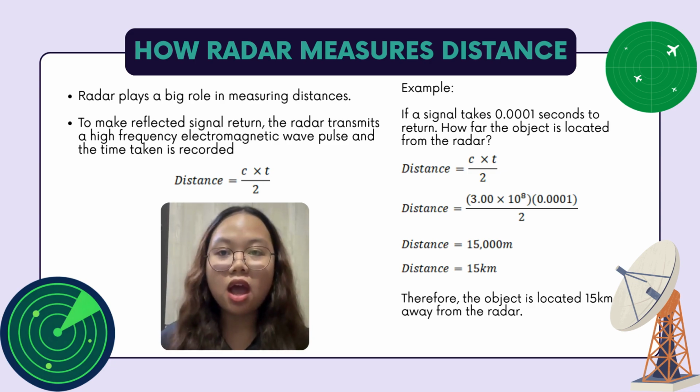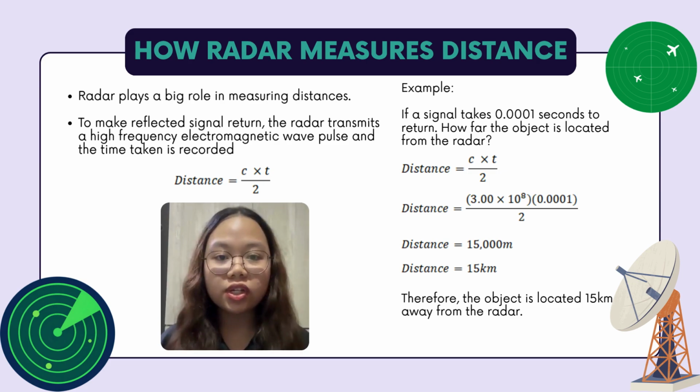Hello, my name is Felicia. I will be presenting on how radar measures distance when it's transmitted and reflected back. Radar plays a big role in measuring distance. To make the reflected signal return, the radar transmits a high-frequency electromagnetic wave pulse and the recorded time taken is used to calculate the distance. Radar distance can be calculated by using c, which is the speed of light, multiplied by time, divided by 2. But why do we divide by 2? This is because we calculate the distance from when the signal is transmitted and reflected back.